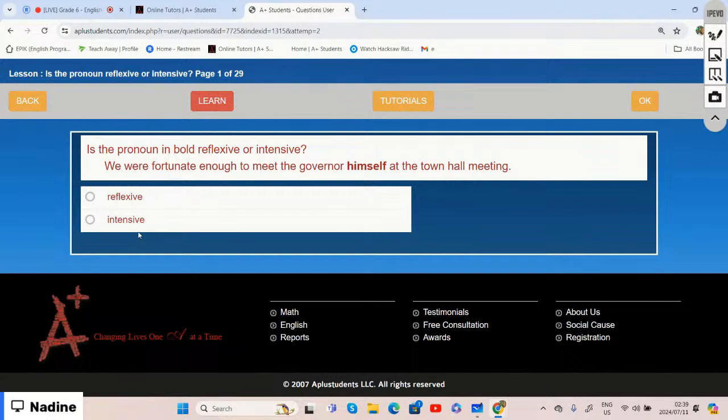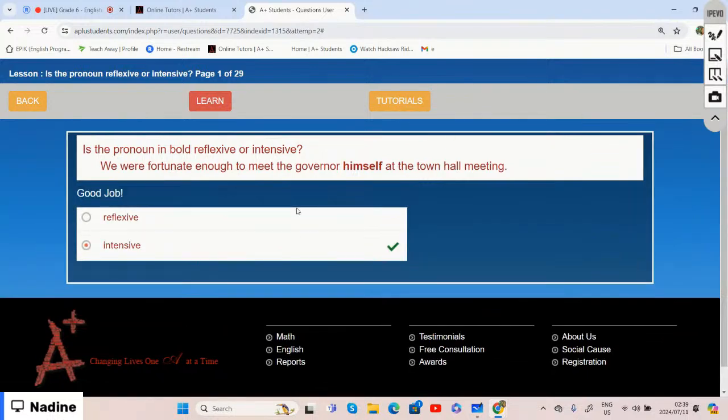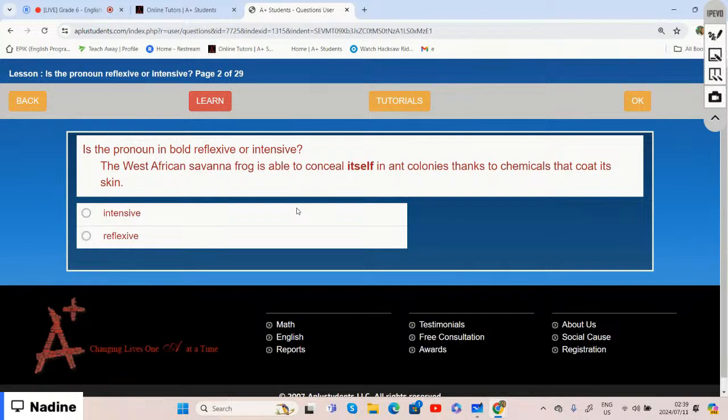All right, and we can say this is an intensive pronoun because he, we, himself, it intensifies or puts emphasis on the governor. Because we're saying the governor himself, it refers to the governor. It's like we are putting emphasis on the governor.